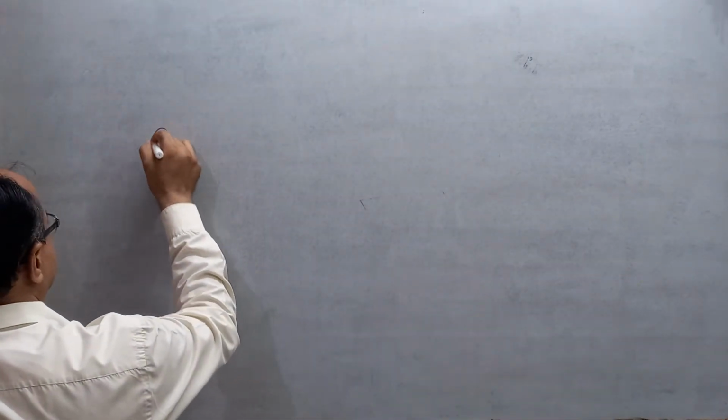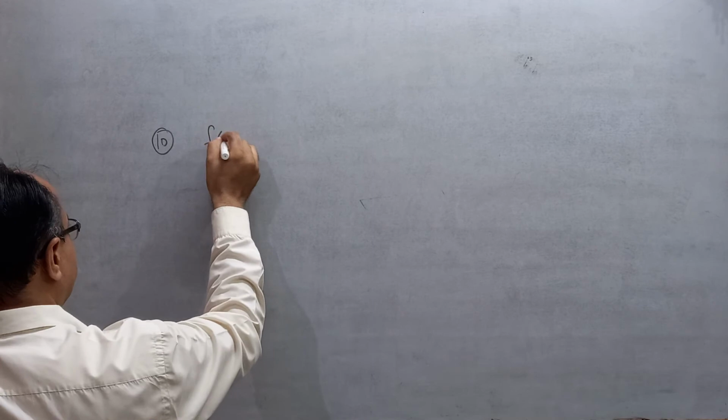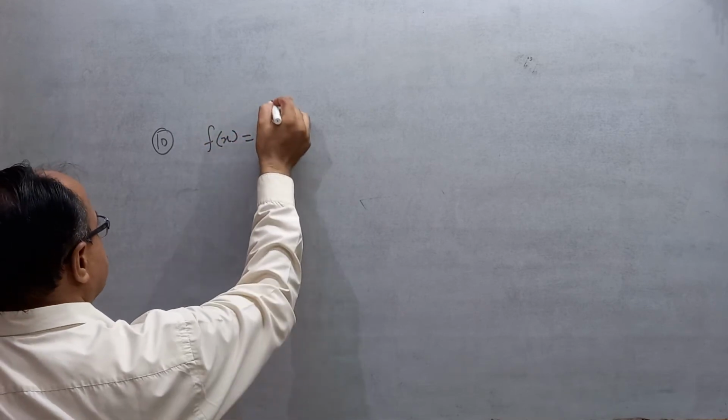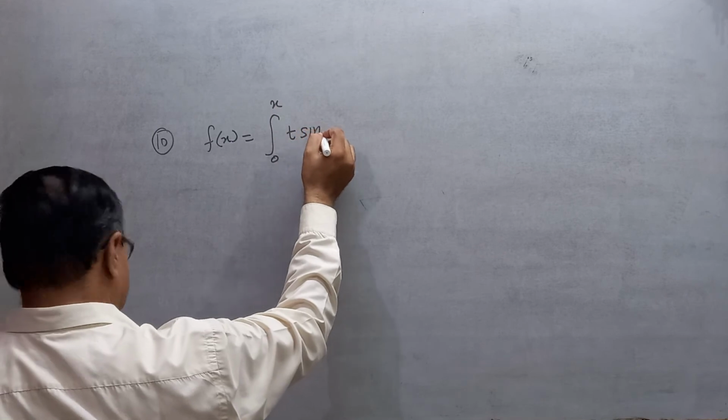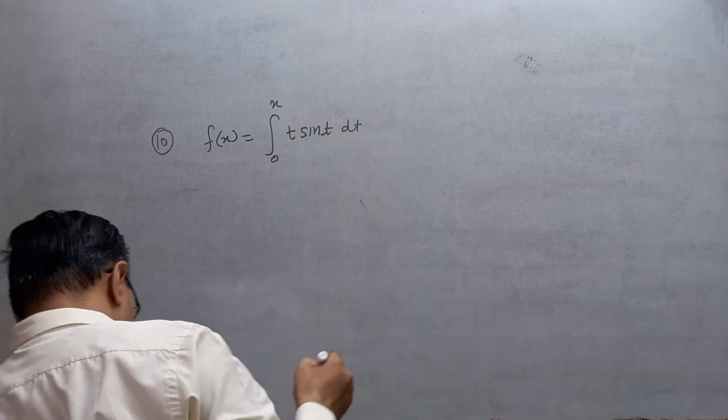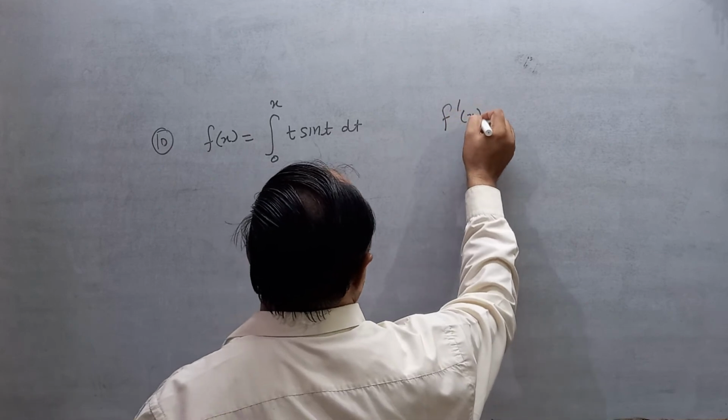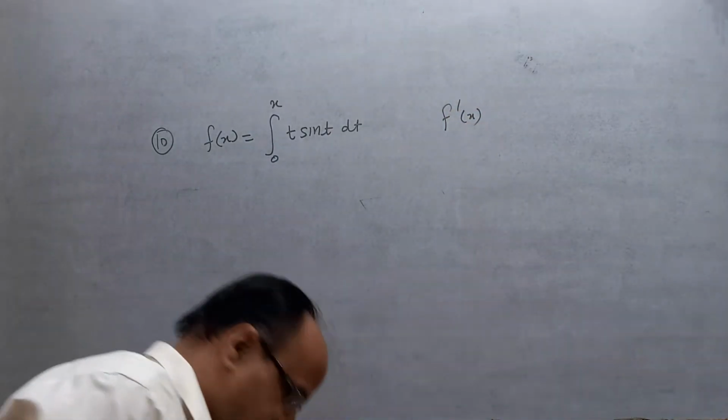The next question in this exercise is question number 10, you can solve it. F of x is the integration from 0 to x of t sin t dt. Find f dash x. Clear? Find f dash x.